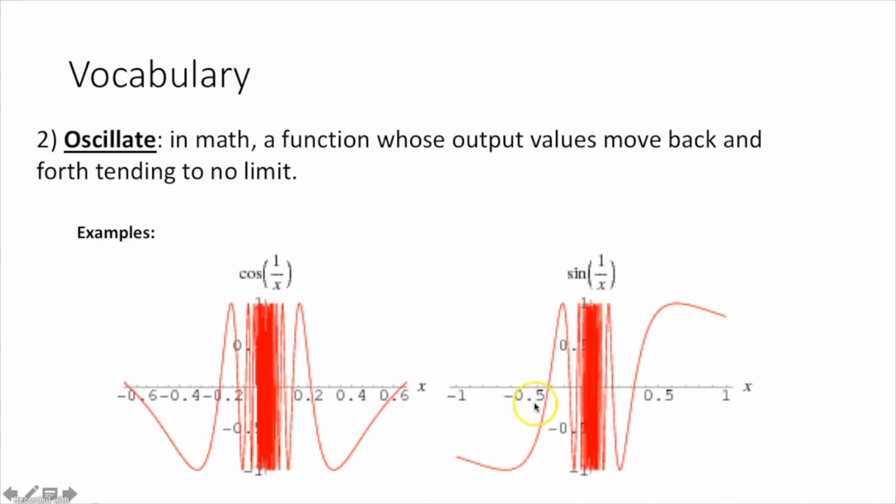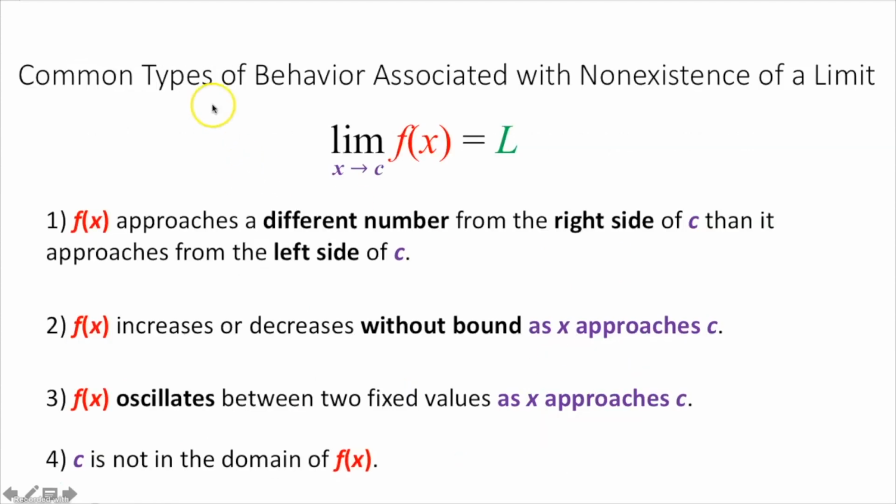Same thing with sine of 1 over x. You could see that as x approaches 0 for this particular function, the y values keep oscillating back and forth between 1 and negative 1. Therefore, there is no particular limit of sine of 1 over x as x approaches 0. You would say the limit does not exist. Now let's talk about some common types of behavior associated with the non-existence of a limit.